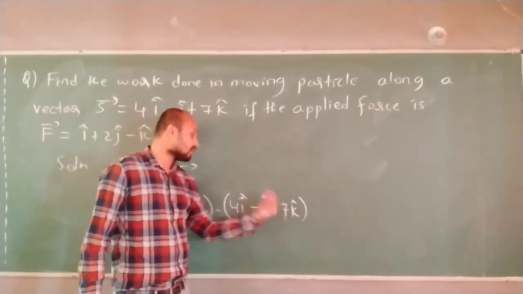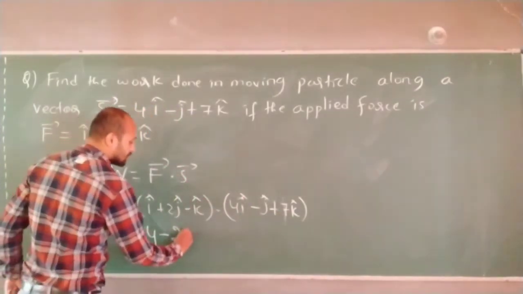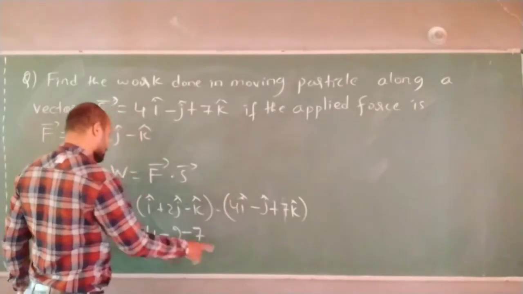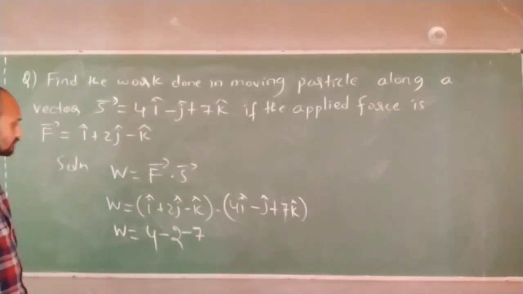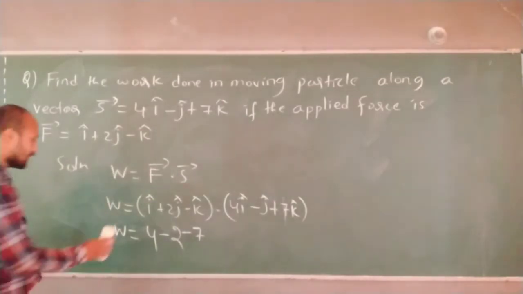Minus 1 into 7 is minus 7. k dot k will become 1. So this will be the case. Correct? This will be the case.